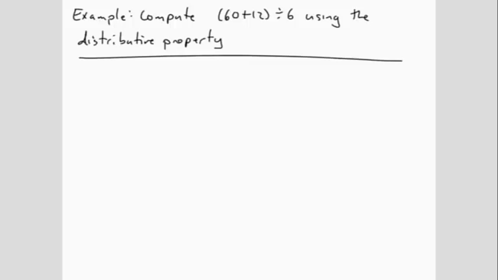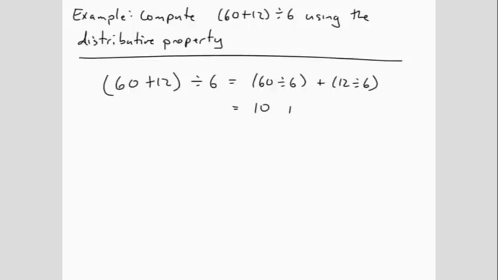Mechanically, this is exactly the same as the distributive property of multiplication, except we will write division symbols instead of multiplication symbols. 60 plus 12 divided by 6 is 60 divided by 6 plus 12 divided by 6. 60 divided by 6 is 10, and 12 divided by 6 is 2. 10 plus 2 is 12, and that's the final answer.